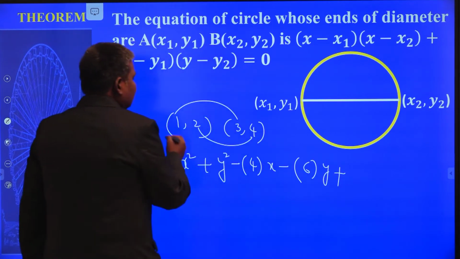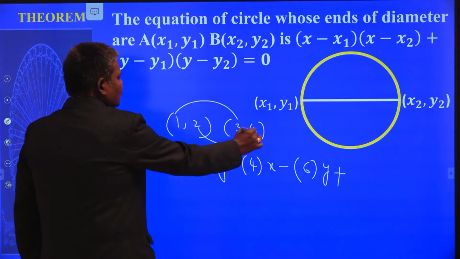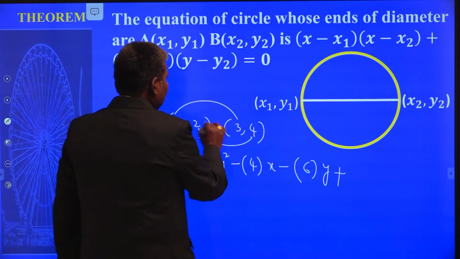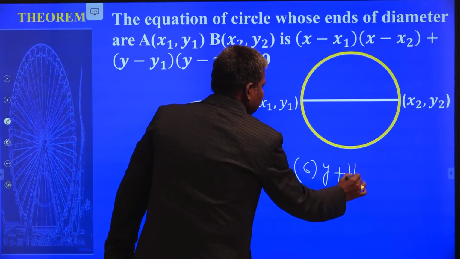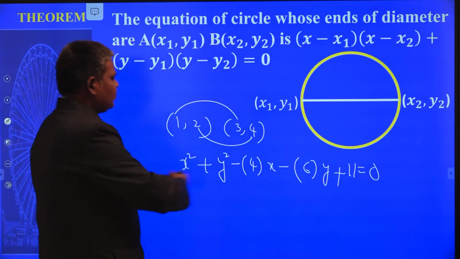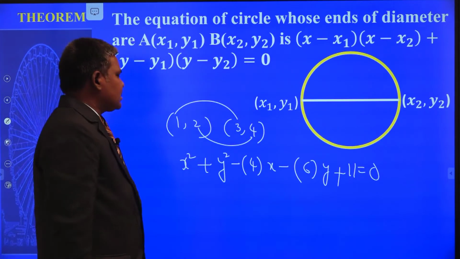Plus you just take the dot product, I mean x1 x2 plus y1 y2. 1 3s are 3, 2 4s are 8. 8 plus 3, that is 11, is equal to 0. Directly you can write once you know the ends of the diameter.